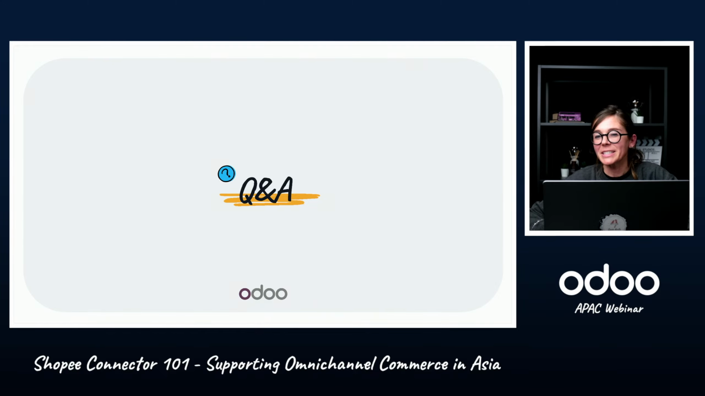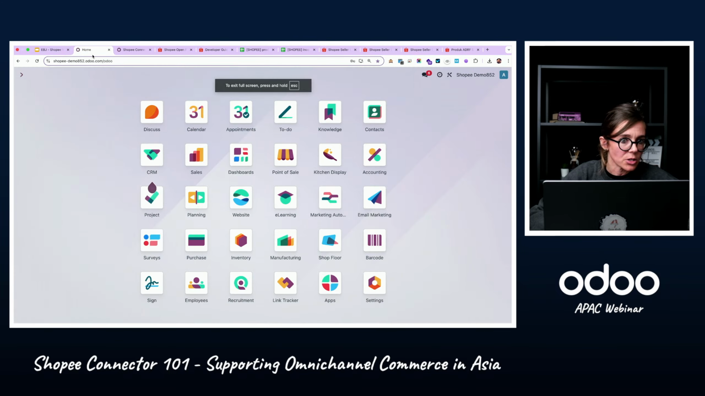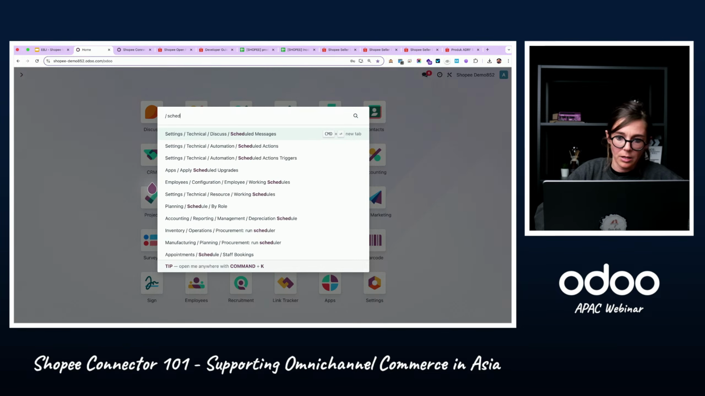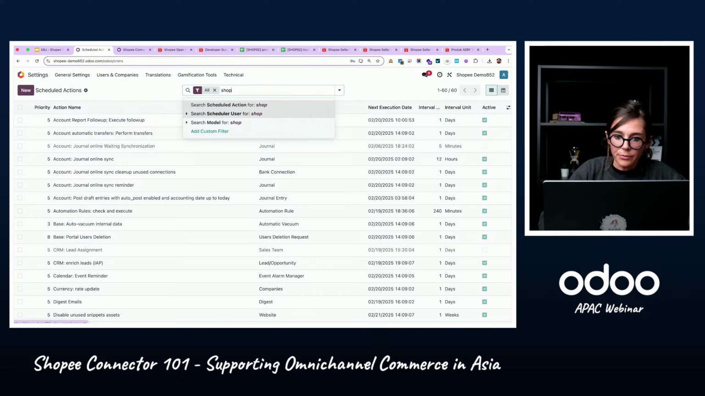Can the inventory sync in real time? That's one of the main purposes, and as you can see, it works. You set up the frequency, like I said. Maybe I can show again. It is in here, in the schedule action.